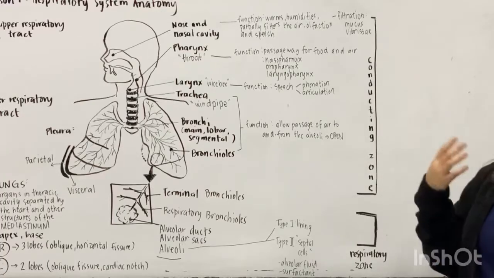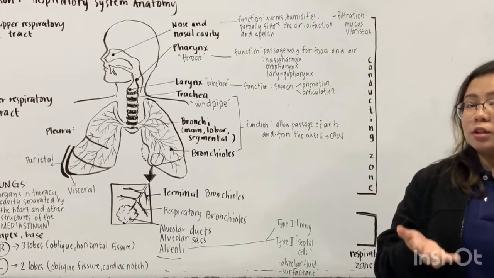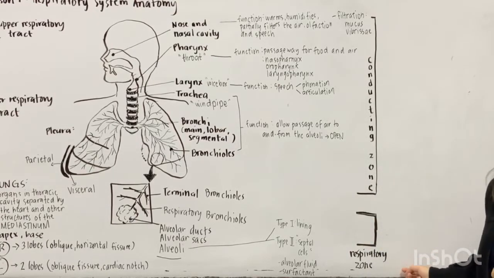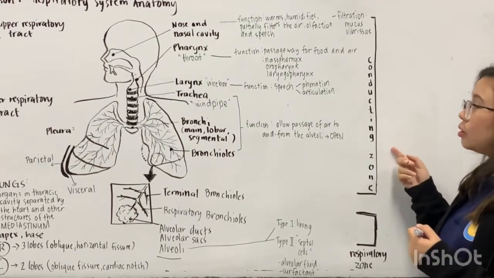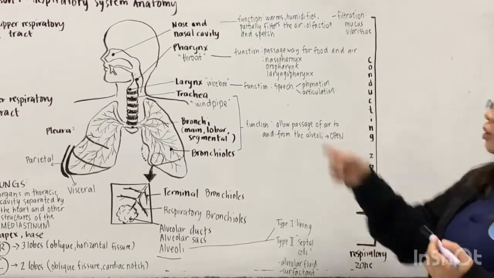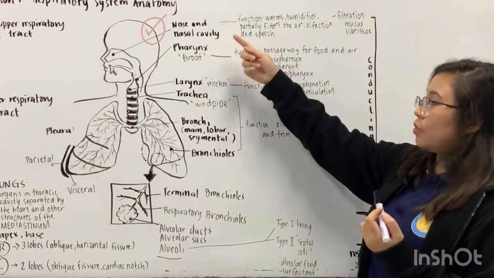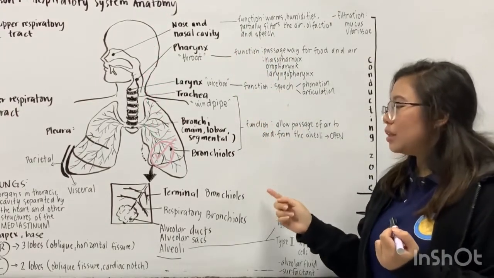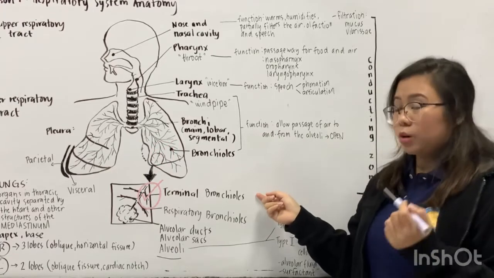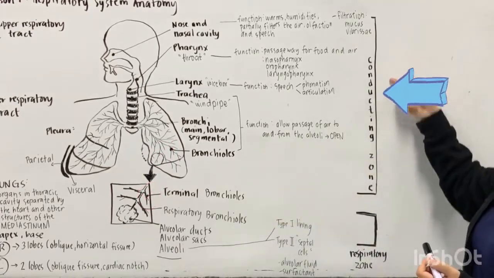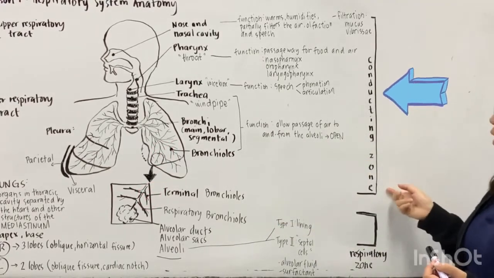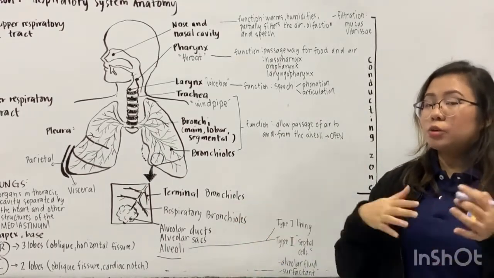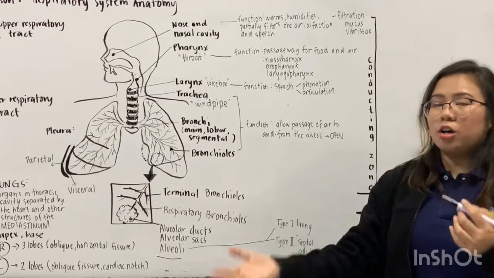So you have two physiological zones: your conducting zone and your respiratory zone. Your conducting zone is composed of your nose and nasal cavity, your pharynx, larynx, trachea, bronchi, bronchioles, until the terminal bronchioles. Those are parts of your conducting zone. It is only a passageway for air. There is no gas exchange that occurs.